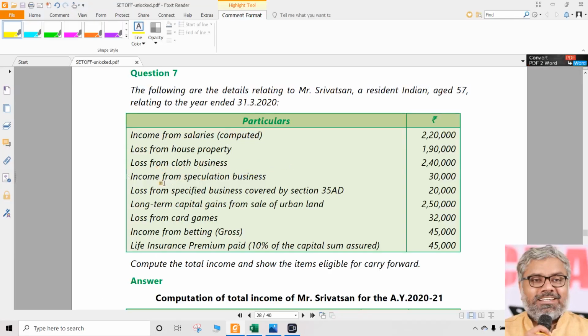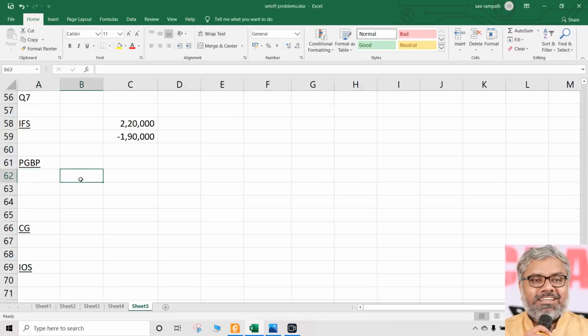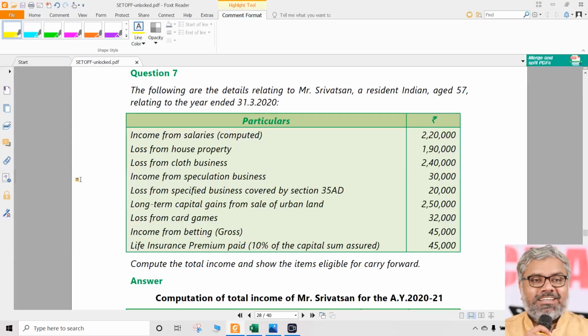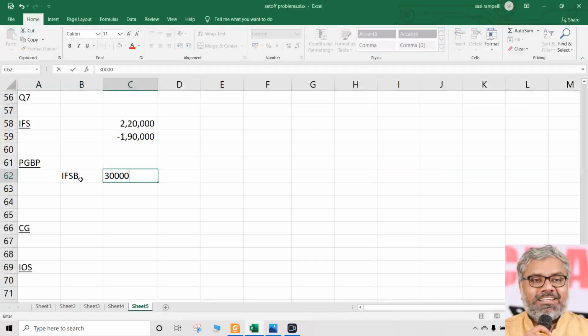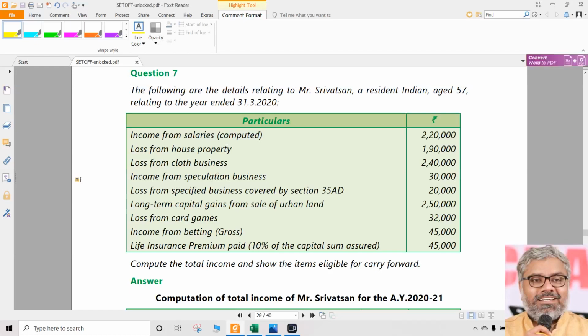Then loss from cloth business, we'll come to that later. Income from speculation business is okay. That is 30,000. We call it profit. Income from speculative business. This is a positive item, which is 30,000 rupees. Then we have loss from something. We will come back to it later.